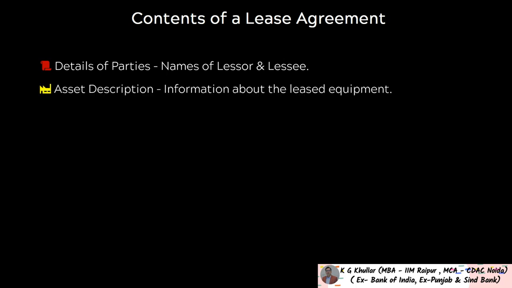Now let's look at the key contents of a lease agreement. Friends, every lease agreement must include these important elements. First is details of parties. Now this must include names of lessor and lessee. Then next is asset description. This should include information about the lease equipment. Then next is lease tenure. This part should include start and end dates and also renewal terms.